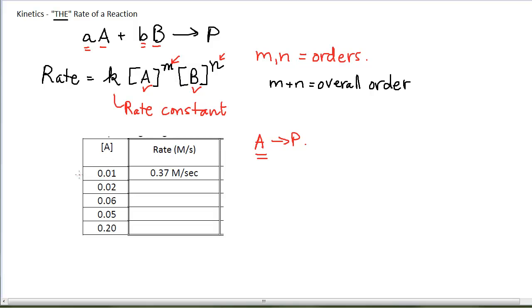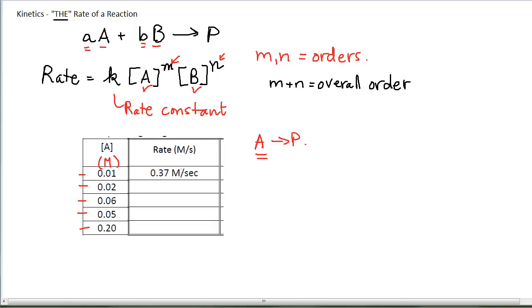Let's say I run 5 trials, 1, 2, 3, 4, 5, and I'm going to change the initial concentration of my reactant A, and let's say I'm looking at an initial rate, and I have a stopwatch or other method of measuring the rate of the reaction in the laboratory, and so I'm able to numerically get a value for the rate of the reaction when I start this reaction with a 0.01 molarity concentration of reagent A.